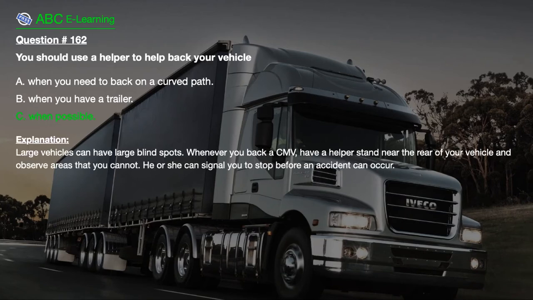The correct answer here, C. When possible. Explanation. Large vehicles can have large blind spots. Whenever you back a CMV, have a helper stand near the rear of your vehicle and observe areas that you cannot. He or she can signal you to stop before an accident can occur.